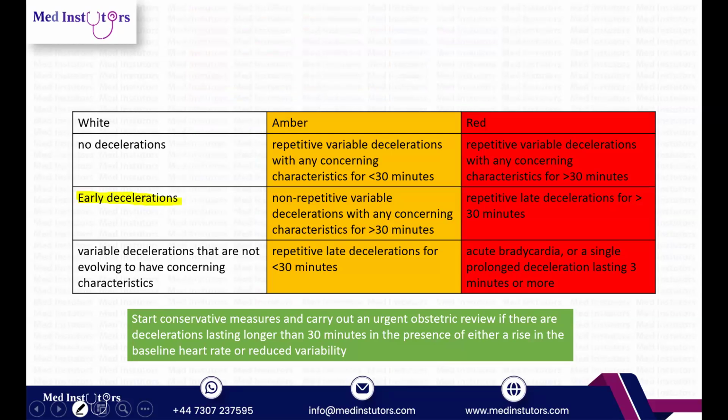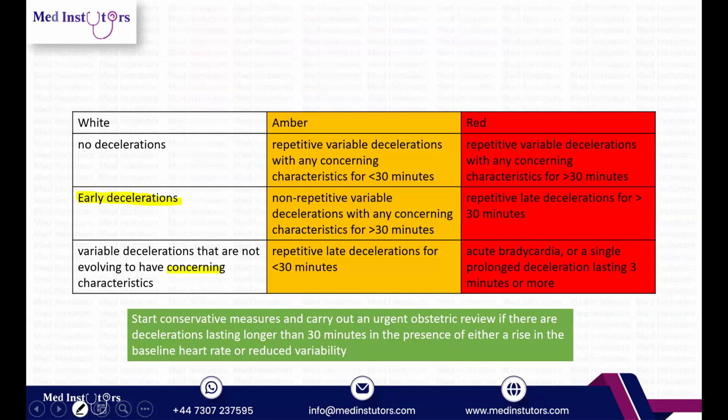Variable decelerations that do not have any of the concerning features. What were the concerning features? That they were more than 60 seconds, absence of shouldering, reduced variability, and delay to or no return to baseline. These are our four concerning features. If any of these are not present, then we call it white.